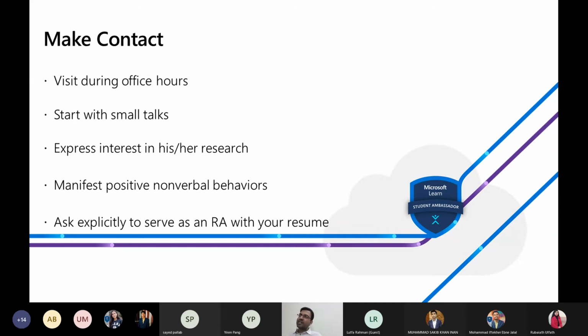Start with some small talk, like, how are you doing? Is everything all right? How is the weather treating you? Have you been well during this pandemic? Just start with the small talk, and then express your interest in that person's research.